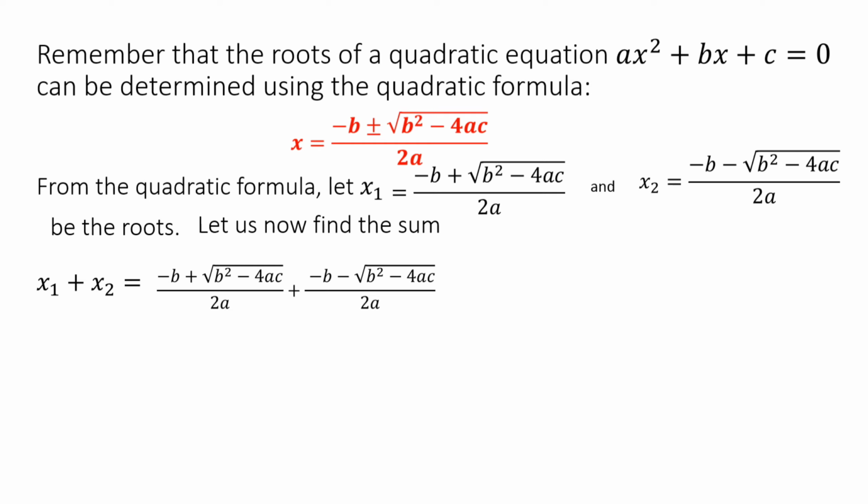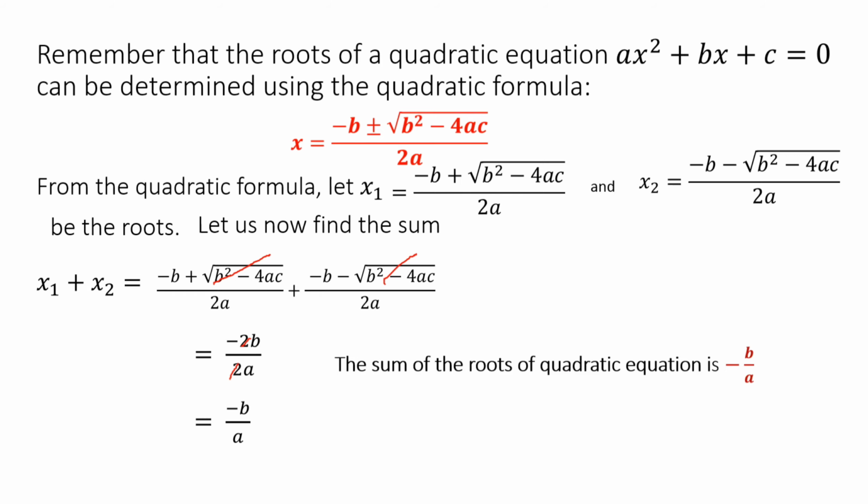As we look at the given, we can immediately cancel this expression because they are similar but opposite in sign. Okay? Then we will add negative b plus negative b. So you have negative 2b over 2a. Then we have to cancel this 2. Okay? So the final answer is negative b over a. So the sum of the roots of a quadratic equation is negative b over a.